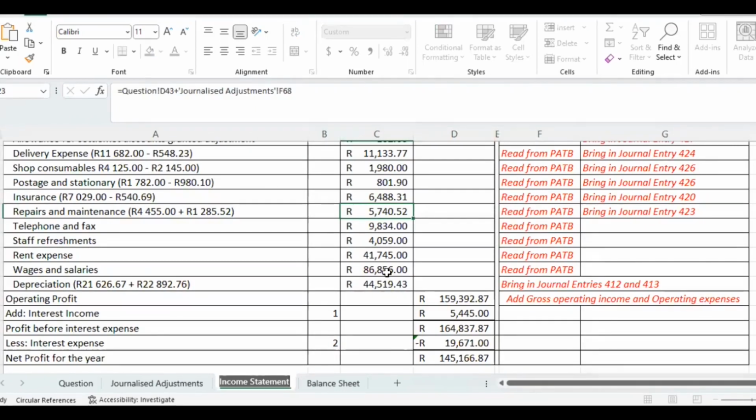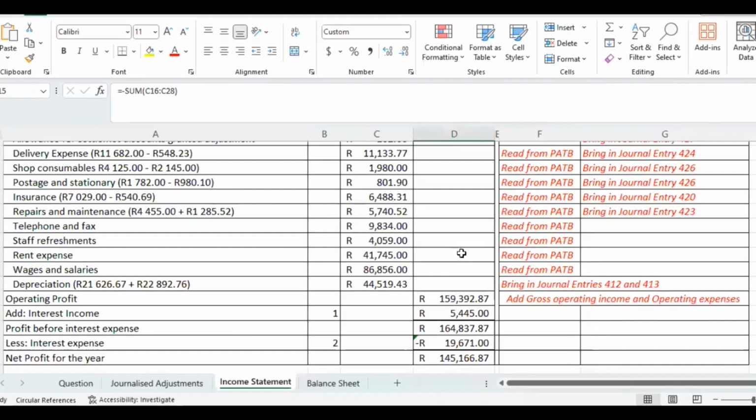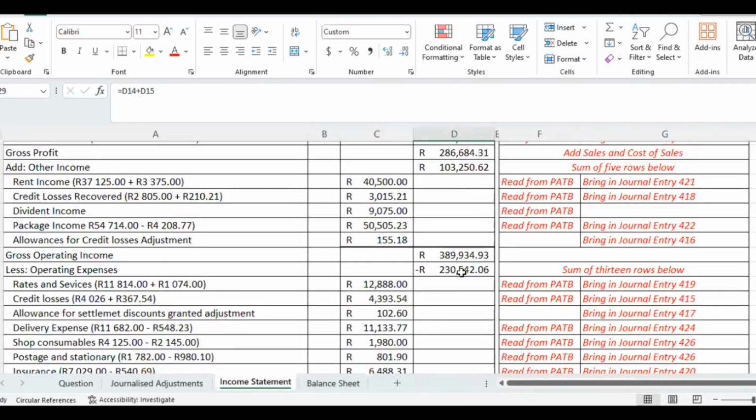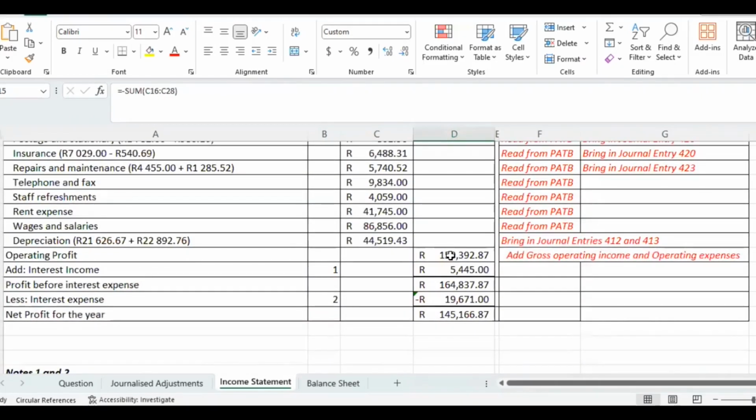Now we add all of these operating expenses together and we get to a total of 23542. So if I have my gross profit, or my operating income, which was the gross profit plus the other income, and I now subtract my operating expenses from it, I am going to get my operating profit.